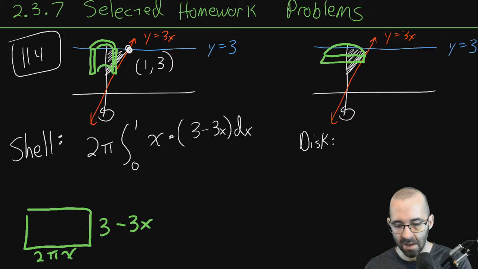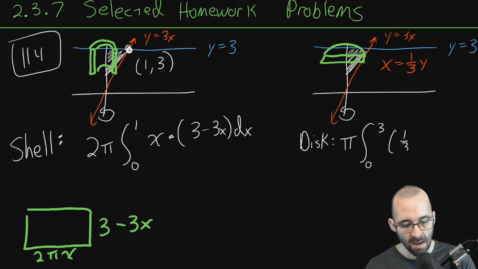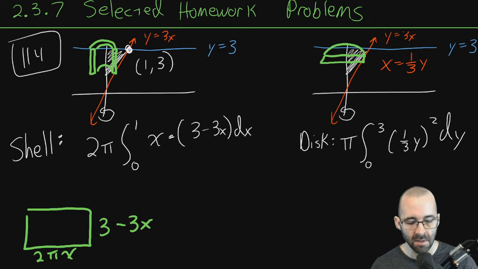So, oop, that is too thick. x is 1/3 y. So now this is going to be pi times the radius squared. This is the disk method. It's in terms of y here, so y is going from 0 up to 3. And at any point, the radius is just the function value in terms of y, the x-coordinate, which is 1/3 y. We're squaring that radius. So again here, disk method maybe looks a little easier. They're both fine.